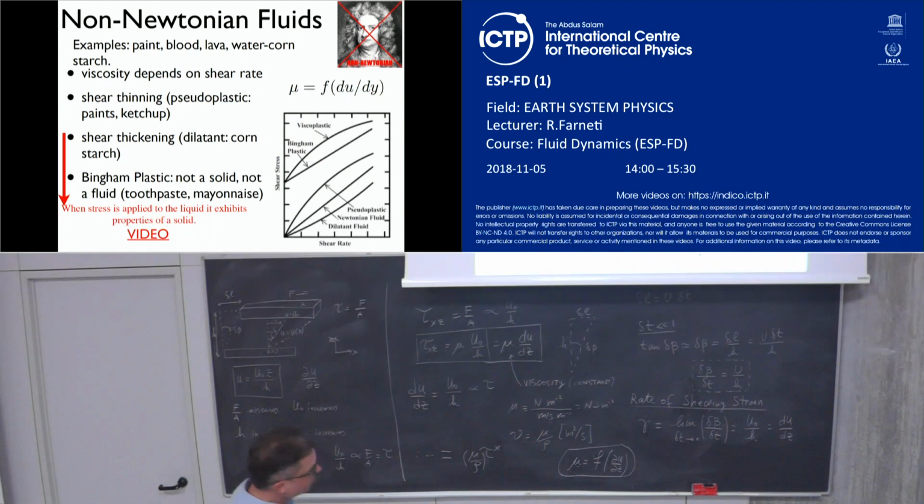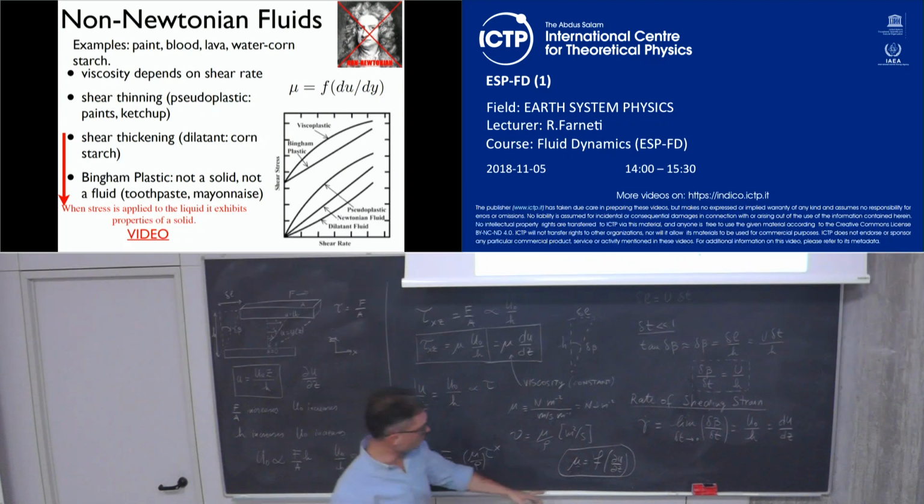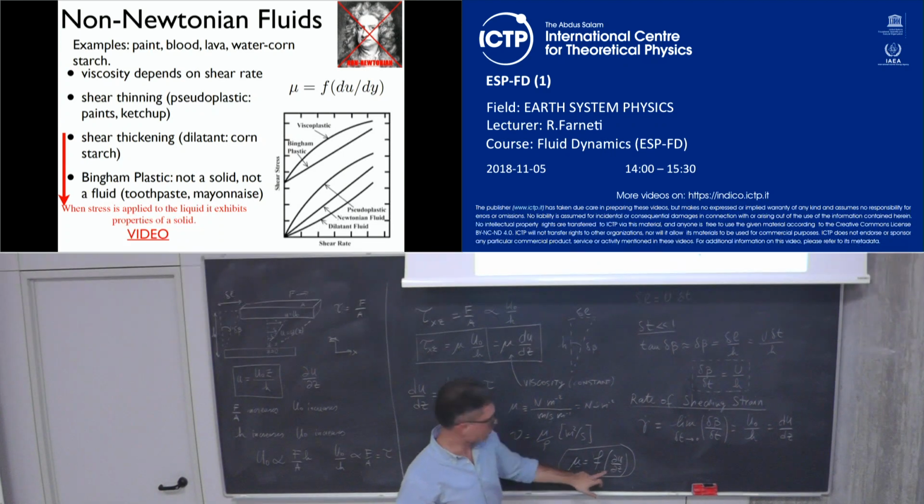So what does it mean? It means that as you apply a shear stress and you start generating a velocity gradient, my viscosity changes. And so the response of the fluid changes in time because my viscosity is changing as the fluid is deforming. So as the velocity gradient increases or decreases, my viscosity changes. Okay? Those are non-Newtonian fluids.